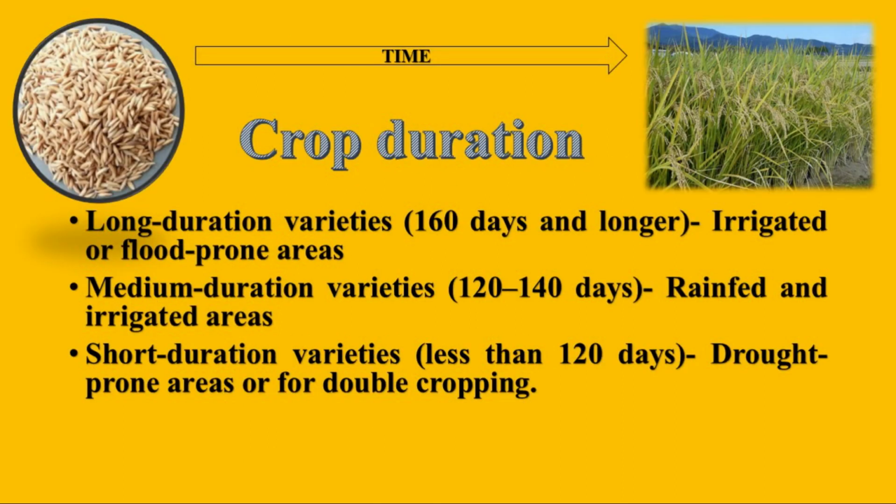First, crop duration. There are three kinds of varieties found in the market. First one is the long duration variety, which takes 160 or more days to mature. These varieties are suitable for irrigated and flood prone areas. Second, medium duration varieties, which take 120 to 140 days to mature and are suitable for both rain-fed and irrigated areas. Third, short duration variety. These varieties take about 120 or fewer days to mature. These varieties are suitable for drought prone areas or for a double crop.